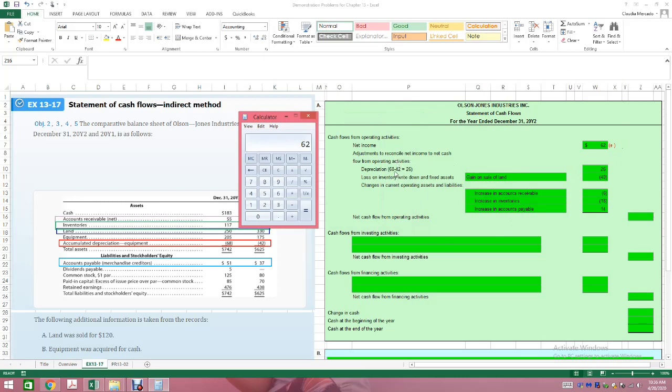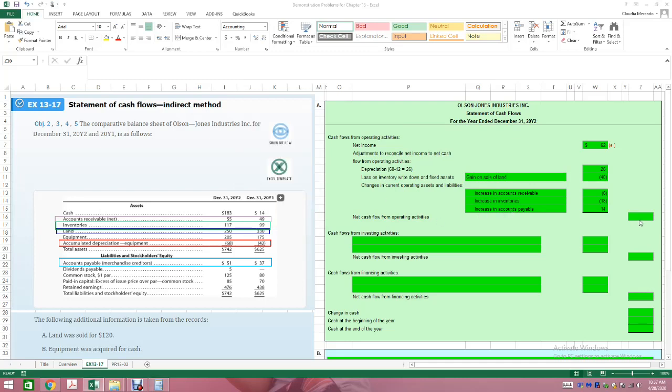And then I am going to add my depreciation, $26. I'm going to subtract my $40 on the gain made from the sale of the land. I'm going to subtract the $6 for my increase in accounts receivable. I'm going to decrease my $18 for my increase in inventory. And I'm going to add $14 for my increase in accounts payable.